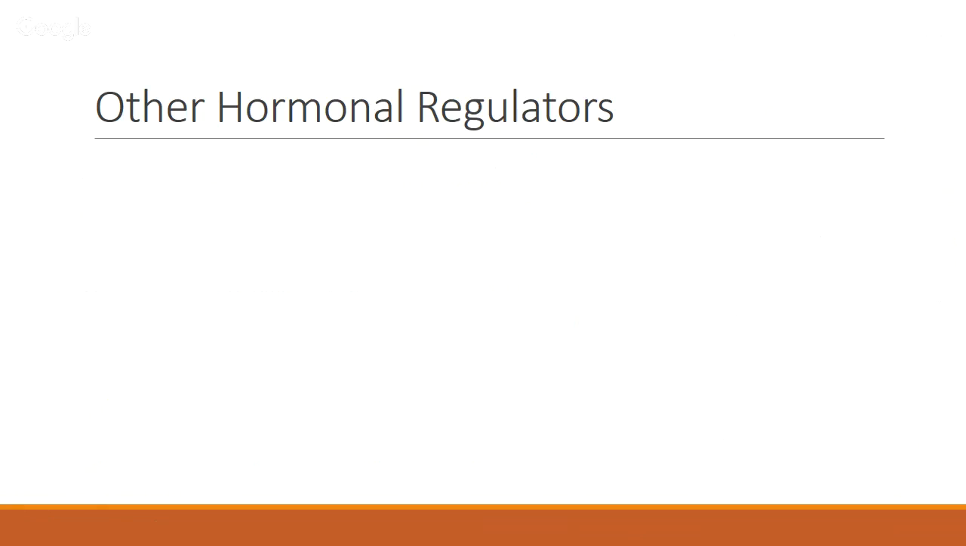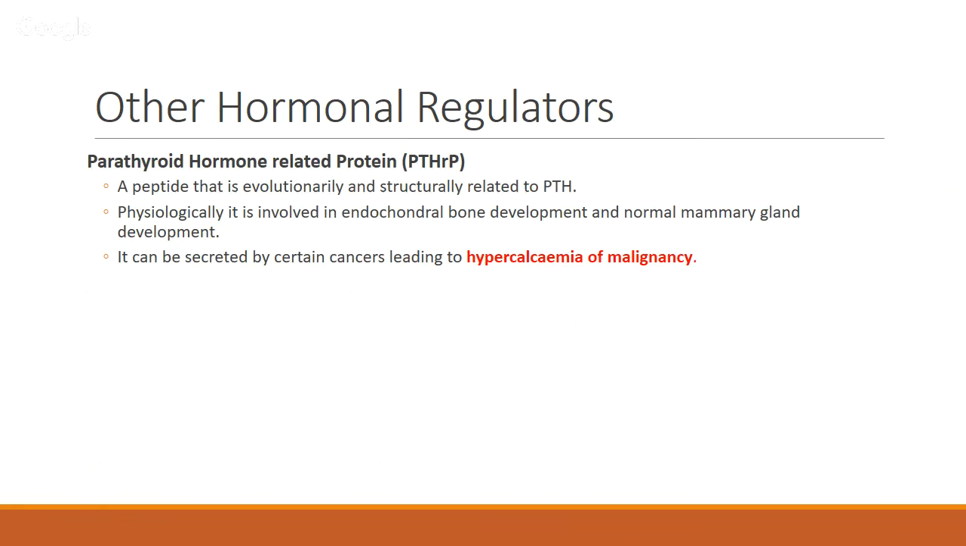So apart from these 3 hormones, there are also some other hormones in your body that regulate calcium levels. First is parathyroid hormone-related protein, PTHrP. Only thing you need to know about this is that it's associated with hypercalcemia of malignancy. At this point, that's all you need to know.